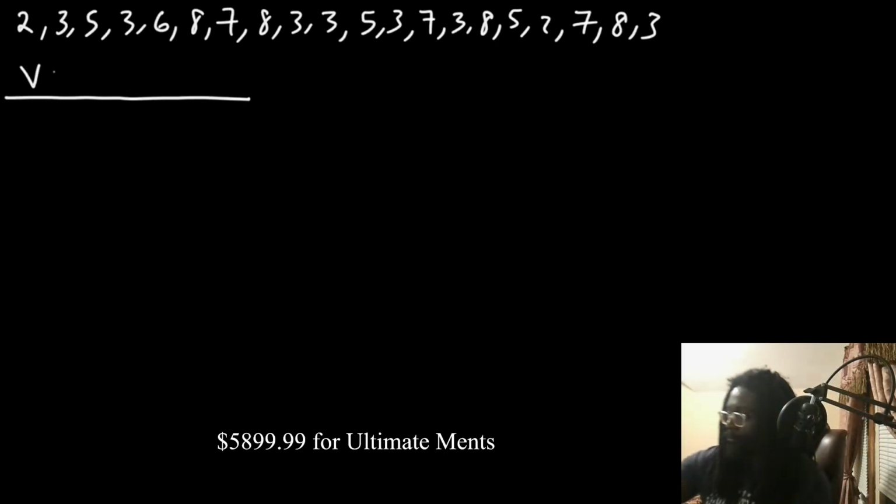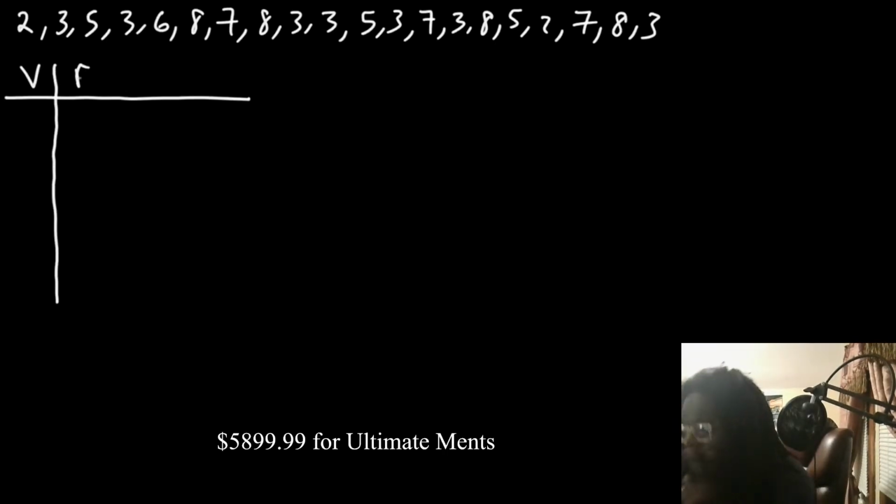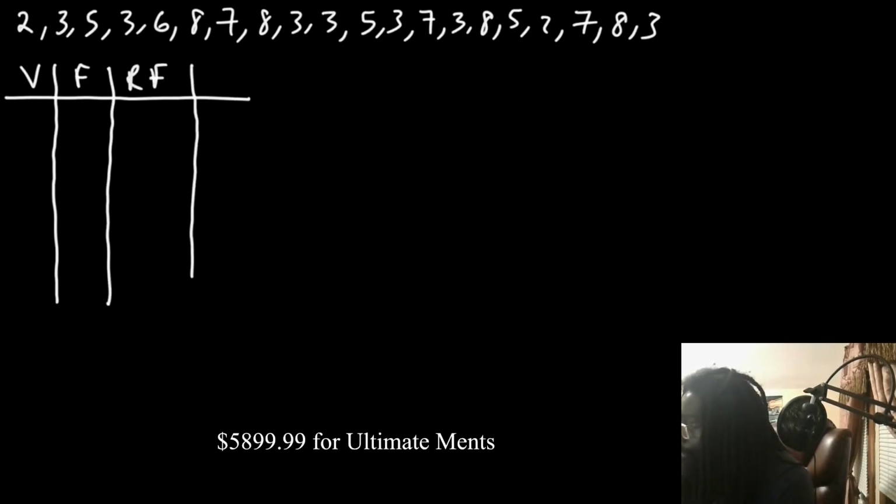The first column is going to be the value. The second column will be the frequency. The third column is going to be the relative frequency. And the last one is going to be the cumulative relative frequency. So the lowest value that we have in our list is 2. And notice that we have 2 2's. So the frequency for that number is 2.